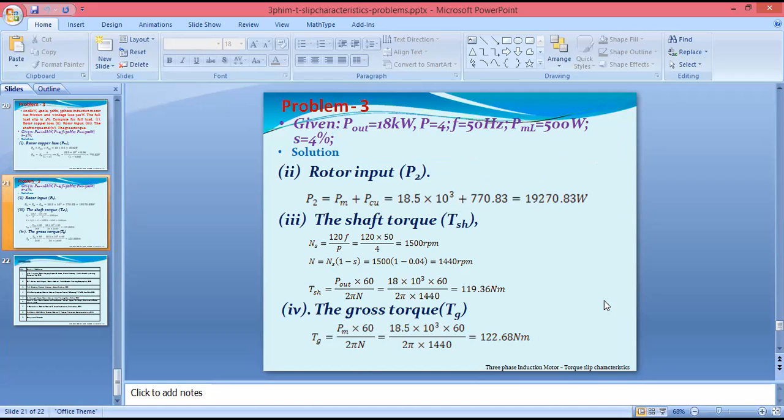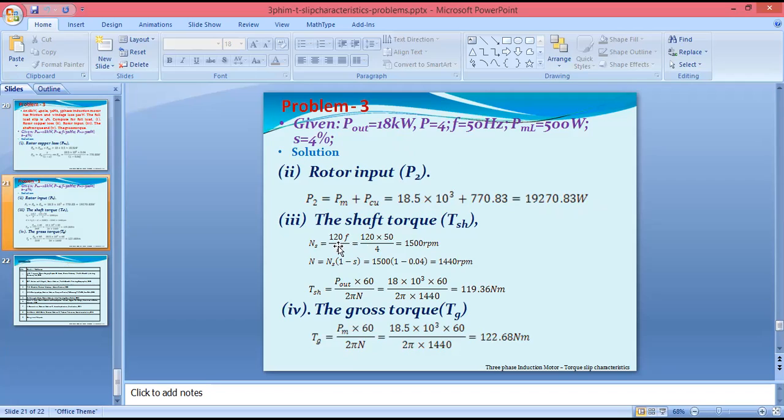Now you are supposed to solve for rotor input. It means what? P2, rotor input power. P2 is nothing but the rotor input power, and PCU is the rotor copper loss. So here we can solve P2, that will be equal to PM plus PCU. We are having the value for PM, we have solved the value for PCU. So you can write PM plus PCU, and you will get 19.270 kilowatt, or you can write 19270.83 watt. Because they have given output power, and we are having the copper loss, if you add them, you will get the value.